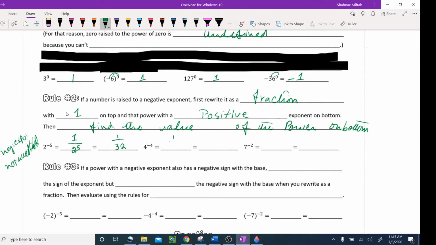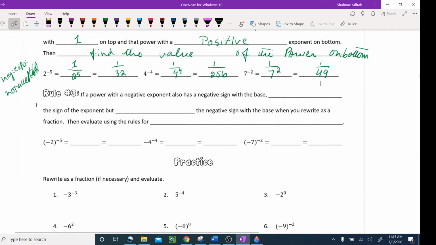This one, again, 1 over 4 to the power 4. Do you see the negative turn positive after you make the fraction? It's going to give me 1 over 256, since 4 times 4 times 4 times 4 is 256. This is 1 over 7 to the power 2, which is 1 over 49, since 7 times 7 is 49.